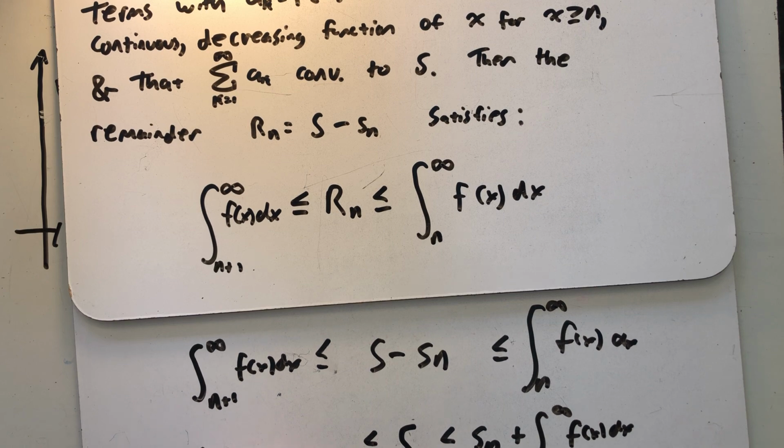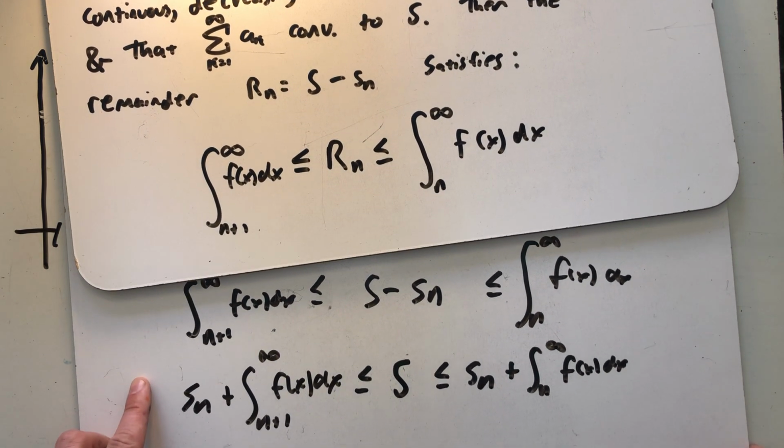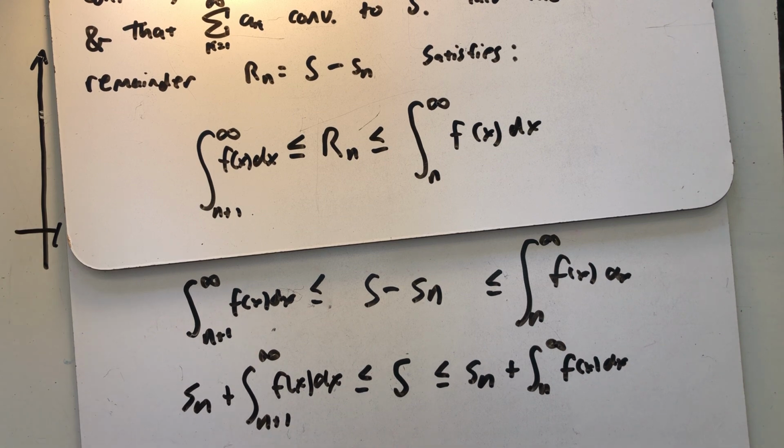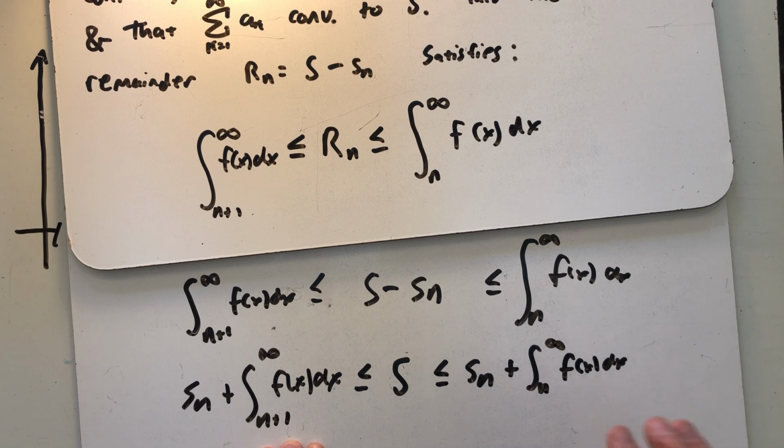I get this statement. And this actually gives me a tool by which I could approximate s, or give a range of values where the true sum has to live. I calculate the nth partial sum, and I add to it this improper integral to get a lower bound. I add to it this improper integral to get an upper bound.